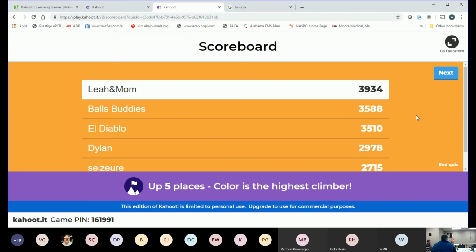Lee and Mom maintain their lead. I think Balls Buddies have actually fallen behind a little bit. BA still remains off of the board, shamefully.